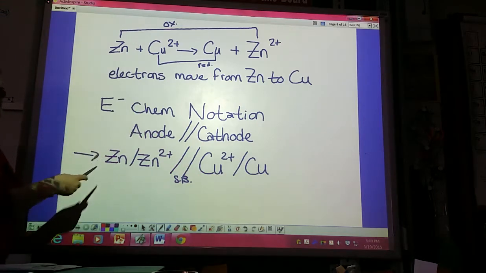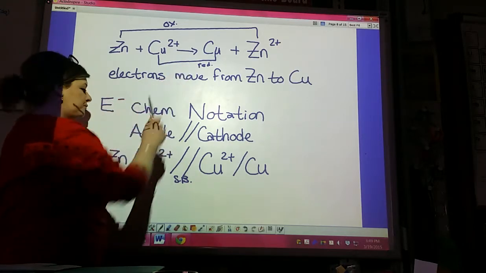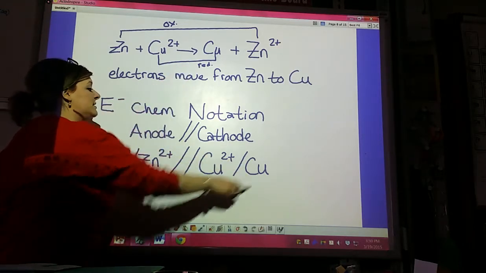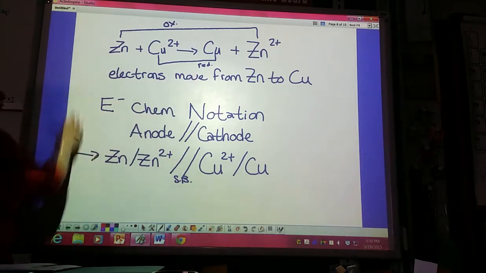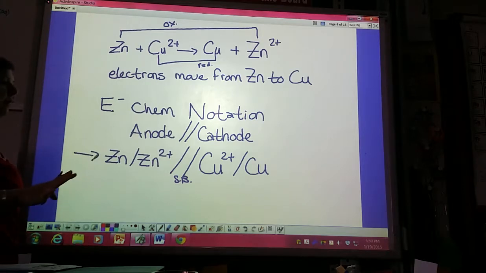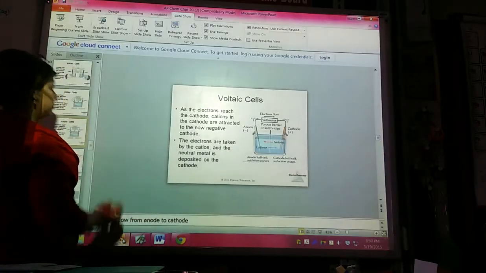So this would just be notation. They may give you this instead of giving you this. I may give you this and ask you to write a reaction for this. But these two things are really, truly, in essence, the same thing. They're just a different way to show them using different types of notation.